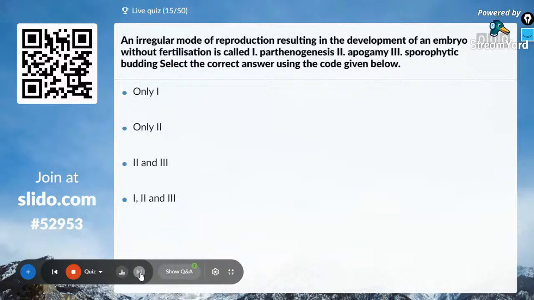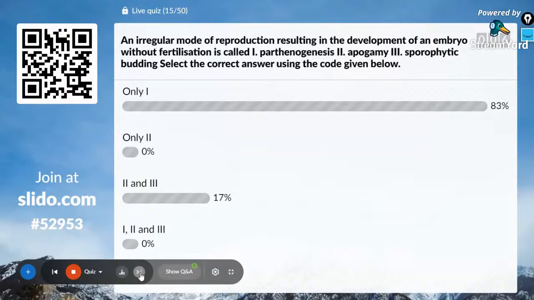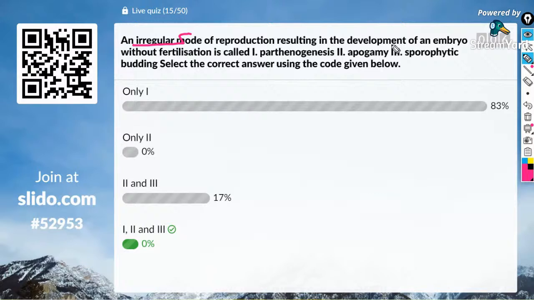The 15th one on the screen. An irregular mode of reproduction resulting in the development of an embryo without fertilization is called: number one, parthenogenesis; number two, apogamy; number three, sporophytic budding. Select the correct answer using the code given below. Yes, the correct answer is 1, 2, and 3.